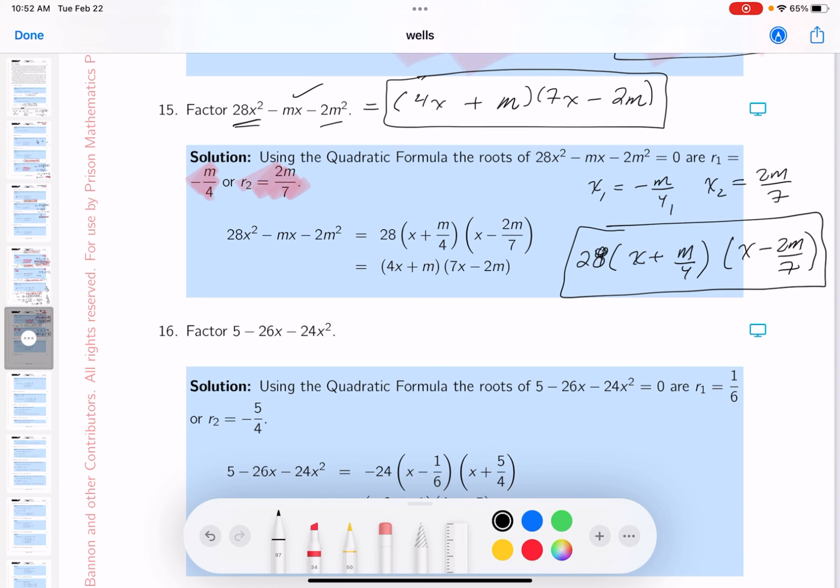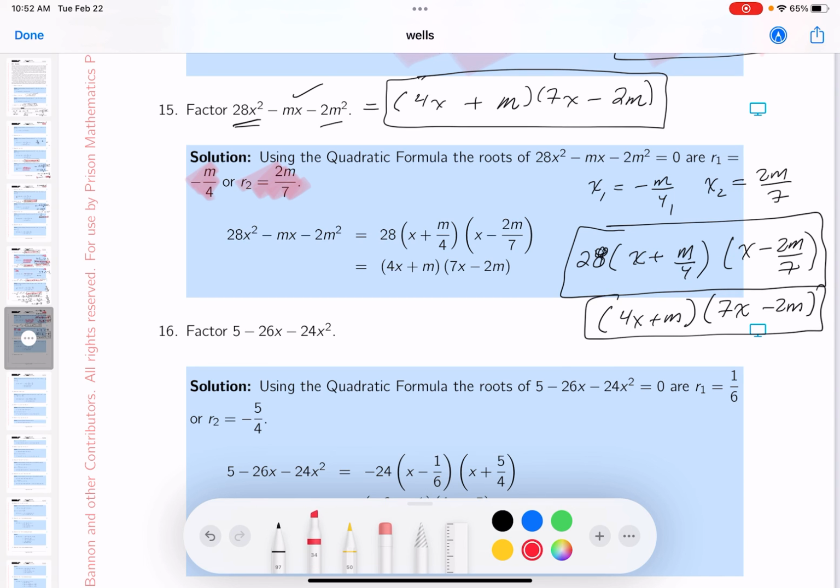There's nothing wrong with that. But I'm going to simplify it. What am I going to do? Borrow a 4 from the 28 and associate it with the first factor, and that would be 4x plus m. Now, if you borrowed a 4 from 28, you have a 7 left over, and I'm going to associate it with the second factor, 7x minus 2m.